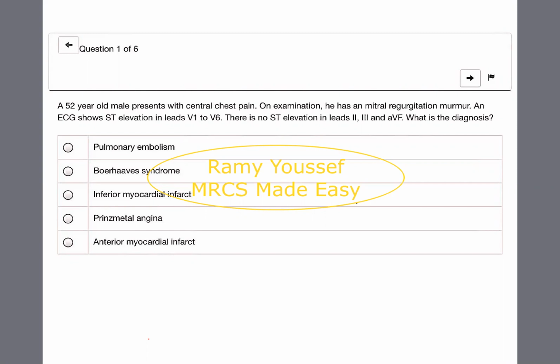Central chest pain. So you have a pulmonary embolism. We have a syndrome, inferior myocardial infarction, Prinzmetal angina, and anterior myocardial infarct. I'll go for anterior myocardial infarct, because there is an ST elevation MI. There is an ST elevation in V1 to V6.